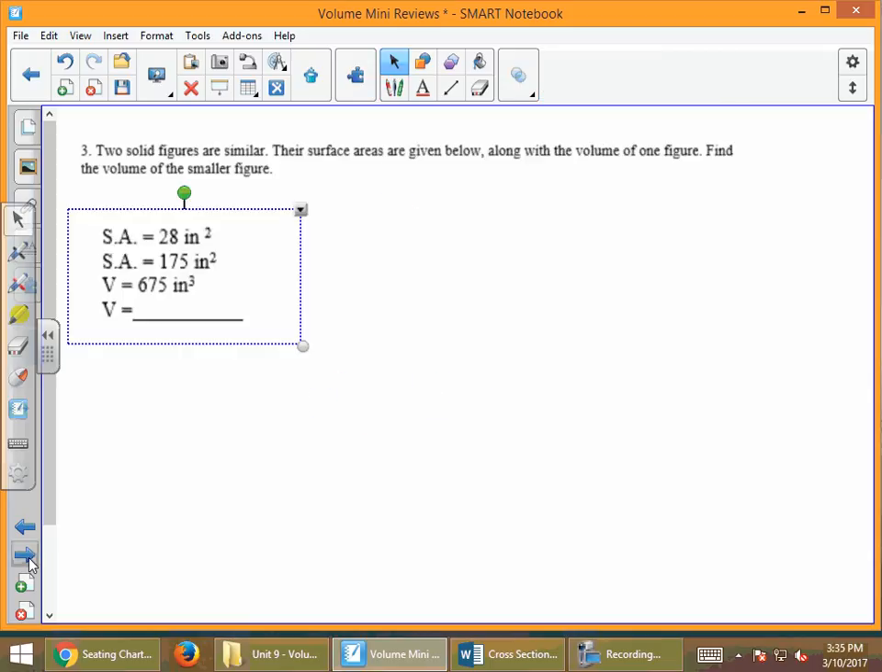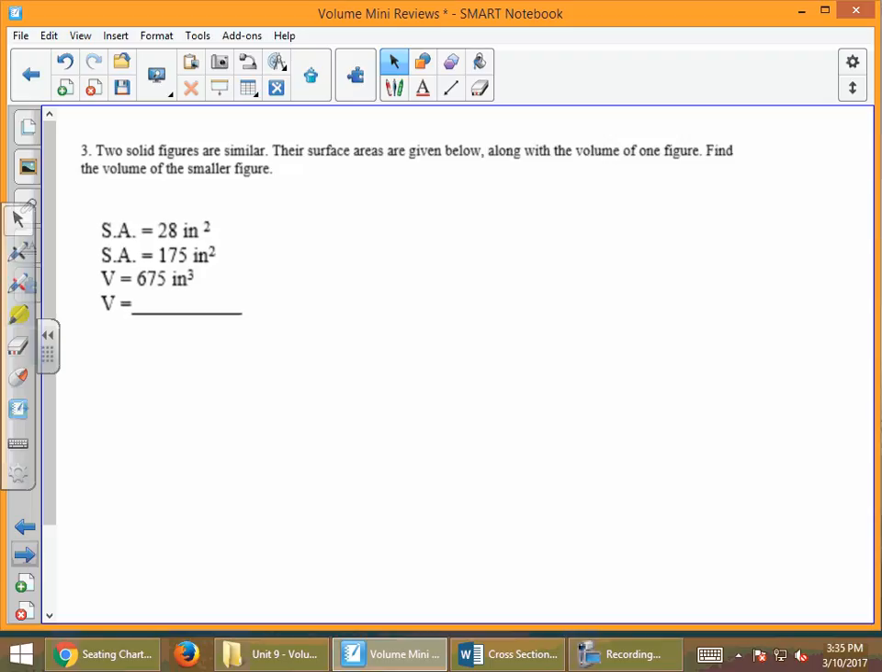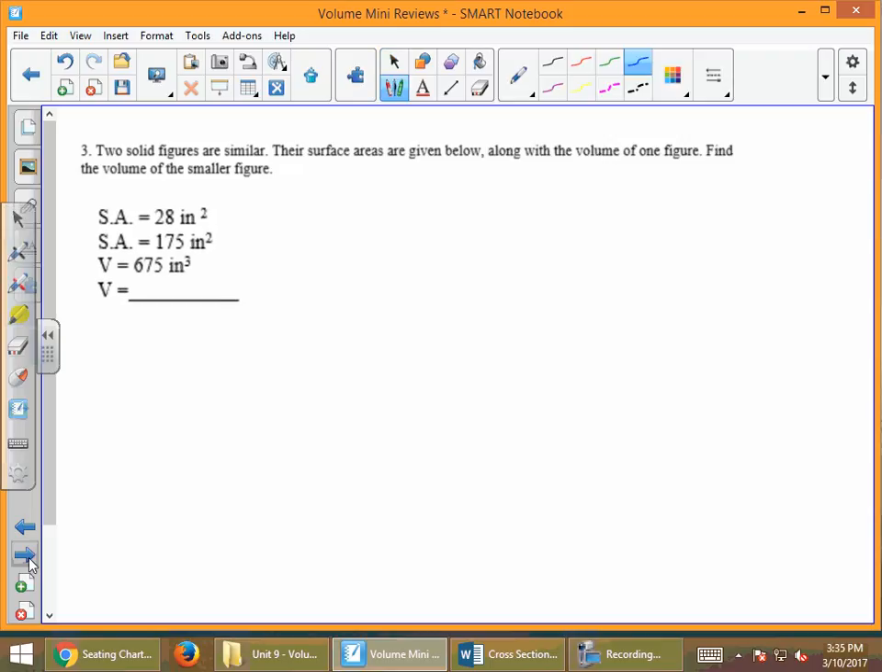For number 3, it says 2 figures are similar. Their surface areas are given below, along with the volume of one figure. Find the volume of the smaller figure. Okay, well, first things first, they gave us the surface areas. Make it a fraction, small over big. That's what I like to do. And then reduce the fraction.